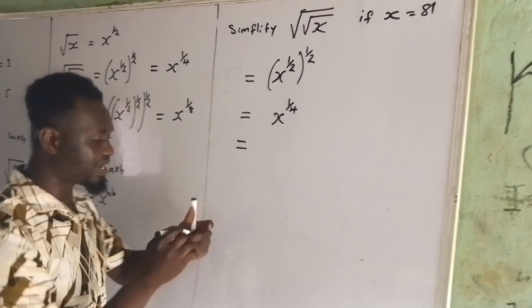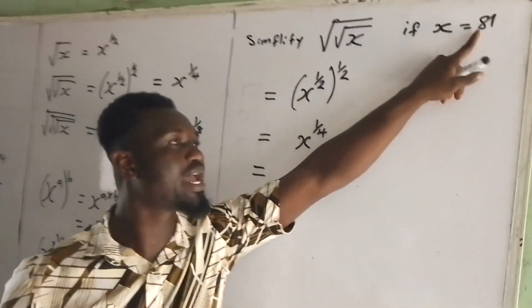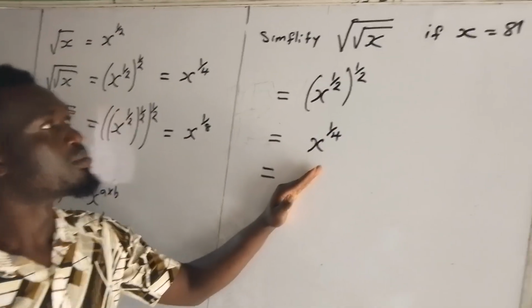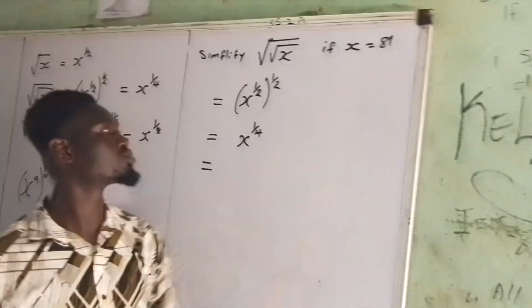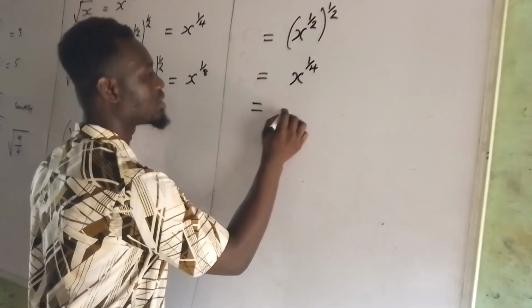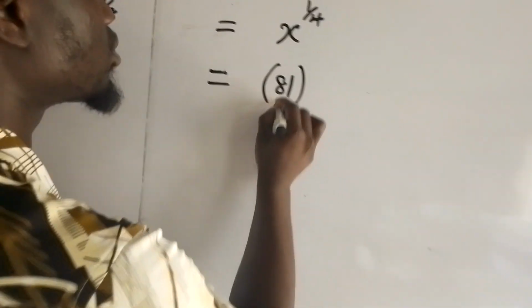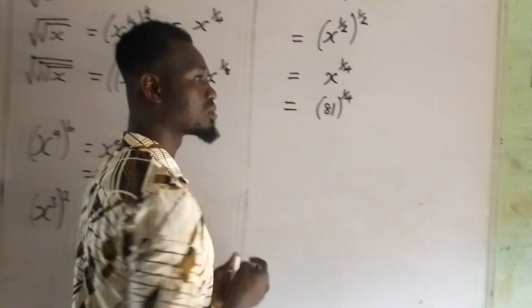But they said that we should simplify this. So we have already simplified this. If we were not given a value for x, we'd just stop here. But since we are given that the value for x is equal to 81, let's put 81 now. So this is 81 raised to power 1 over 4, right?